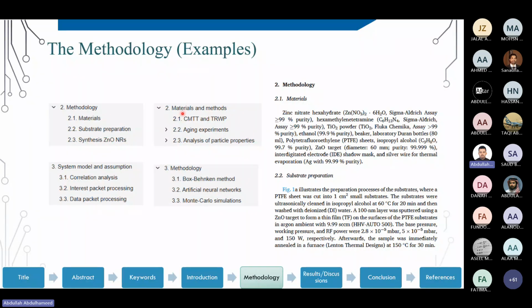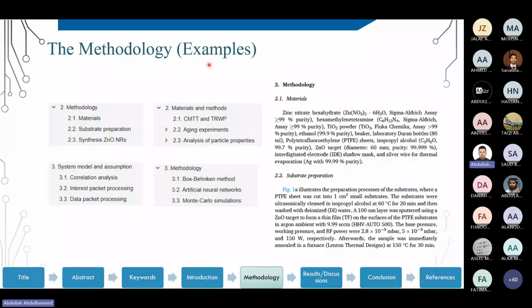Another example here, I'm not sure actually what this term means, but I believe this is some mechanical study. They put here the experiments, and they have another section for the analysis of some specific particle properties. Another example here is a study, I believe, about some kind of data security, where they mention correlation analysis and then data processing. You see all the words: processing, experiment, analysis, methods.